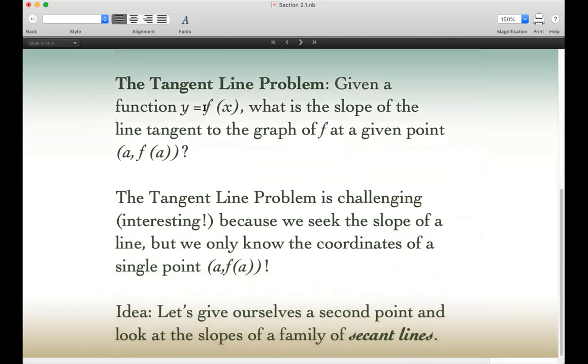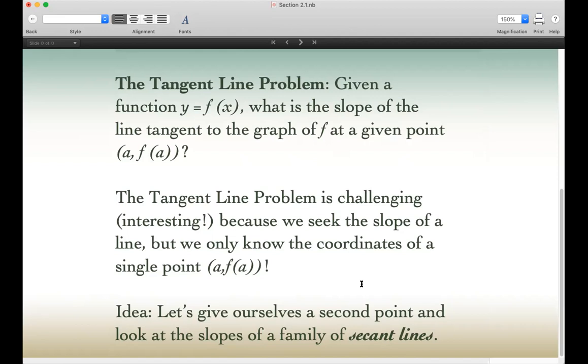Well, it's challenging because we're trying to find the slope of a line, but we only know one point on it, right? The old saying is that it takes 2 points to determine a straight line. That's true. If you think about how you calculated slope in pre-calculus, you took the change in y over the change in x. What were those changes calculated from? From 2 points. But we only have 1 point.